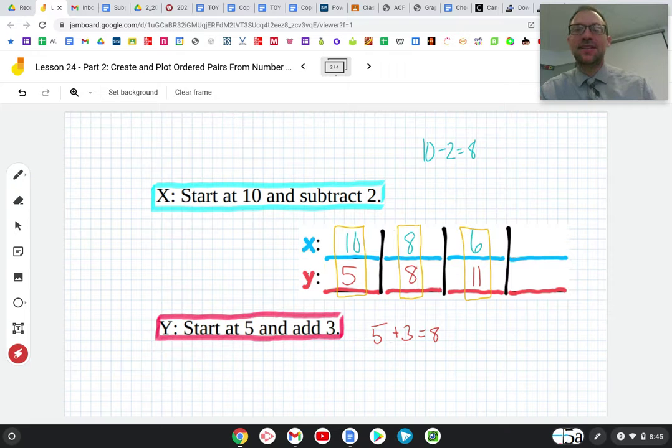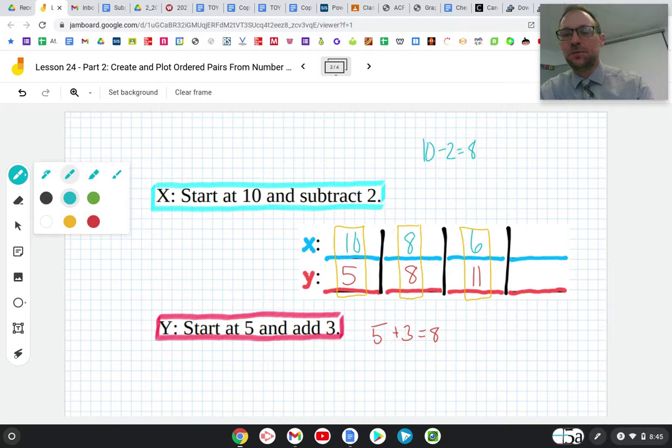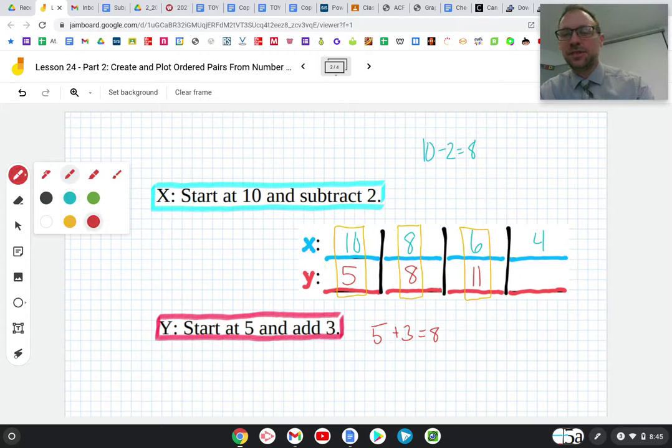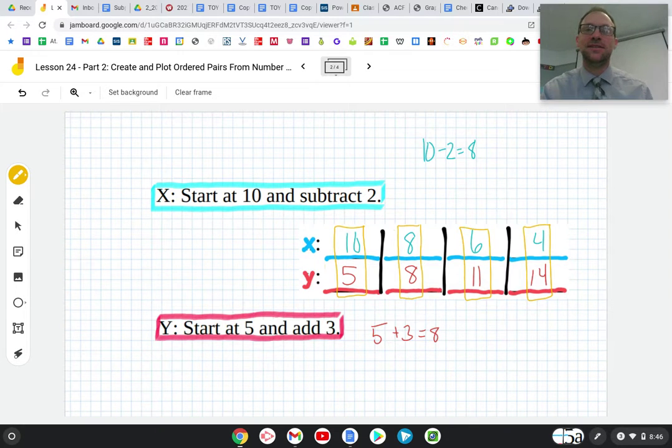All right. The X rule said to start at 10 and subtract 2, and we got 8. We subtracted 2 again and got 6. We'll subtract 2 one more time. 6 minus 2 is 4. And the Y rule said to start at 5 and add 3. We did and got 8. 8 plus 3 more was 11. 11 plus 3 more is 14. Our final ordered pair is 4, 14.